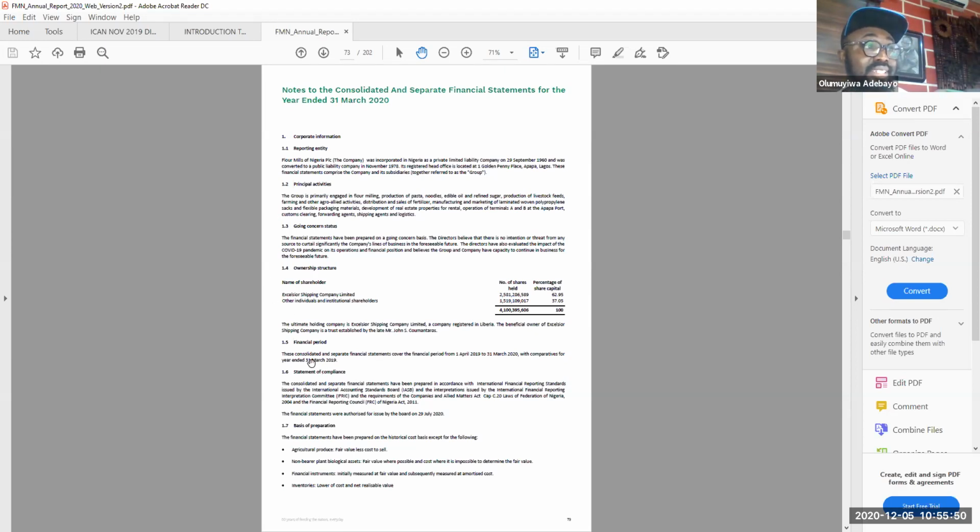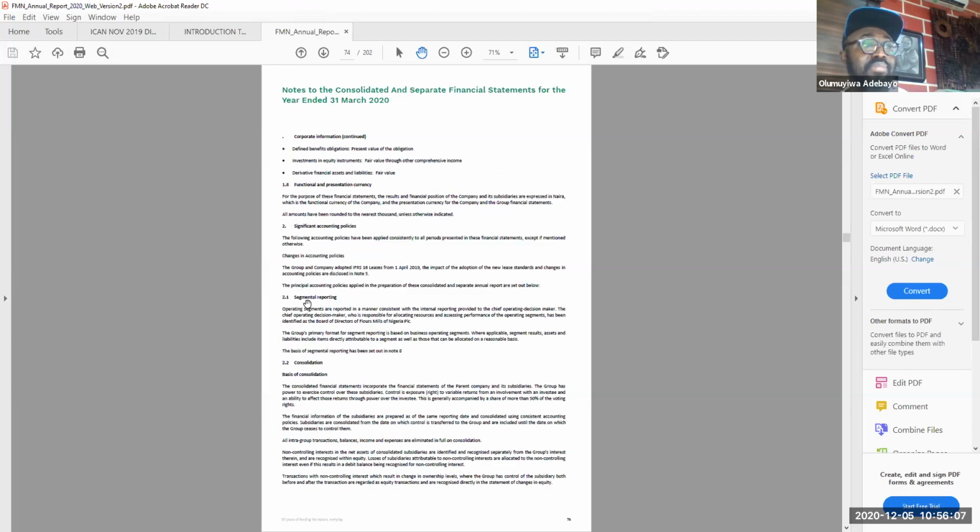That's why they said here that this consolidated and separate financial statement covers the financial period from 1st of April 2019 to 31st of March 2020, with comparatives for the year ended 31st March 2019. That is the same thing we are talking about.